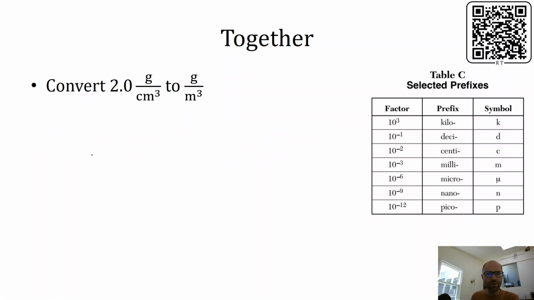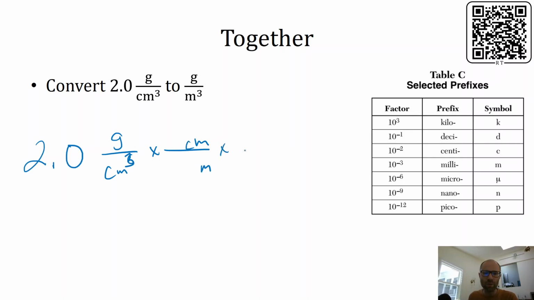So putting this all together, we should be able to handle this pretty easily now. If you need to rewind to see it all together, see each step before. But again, we'll write our given quantity first, grams per cubic centimeter. And first we're going to multiply to get to meters. So we want meters on the bottom and centimeters on the top.